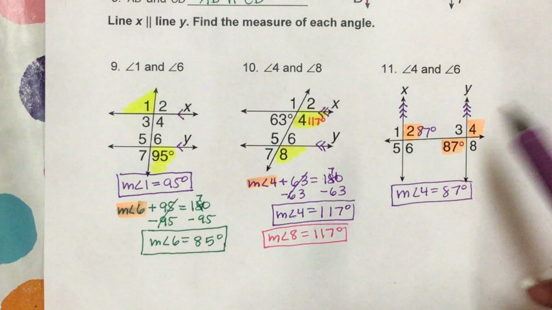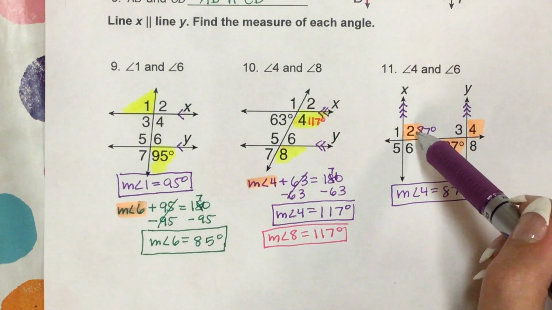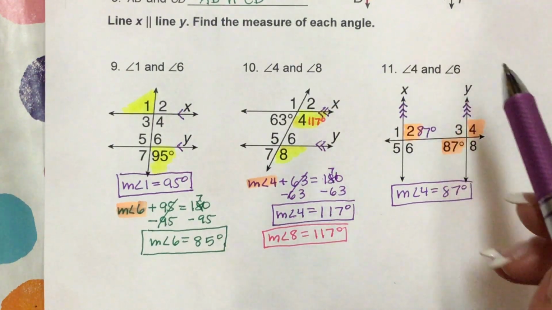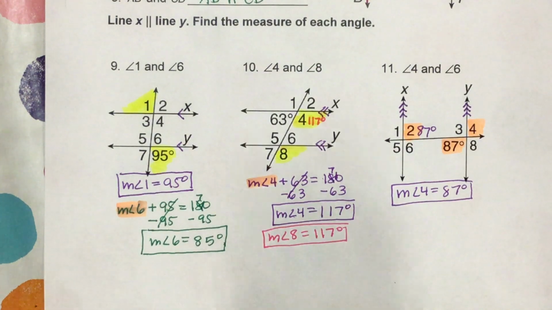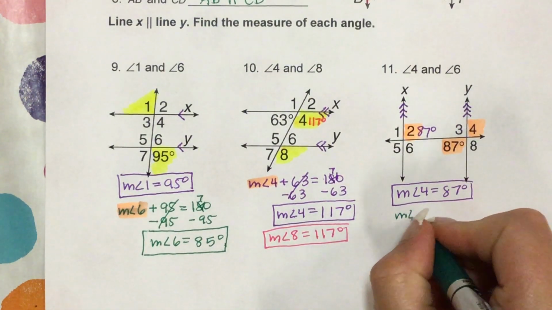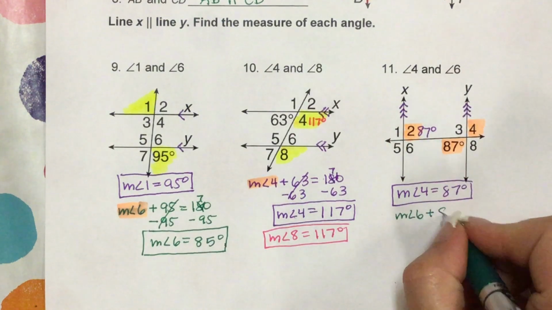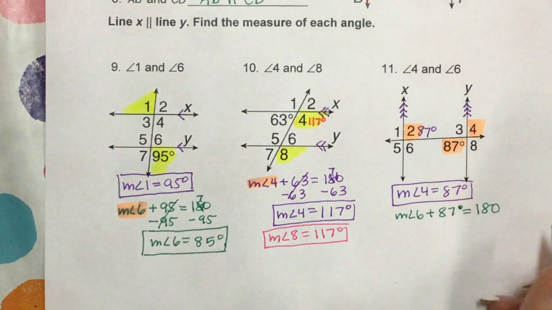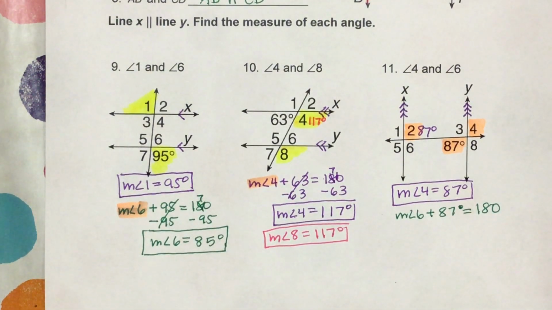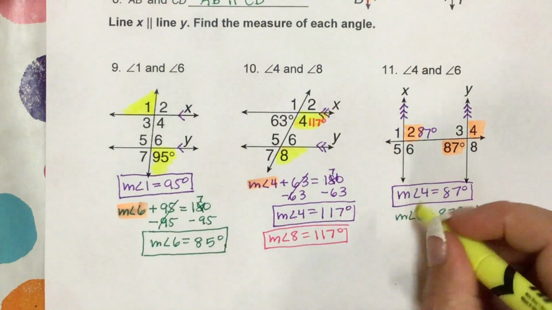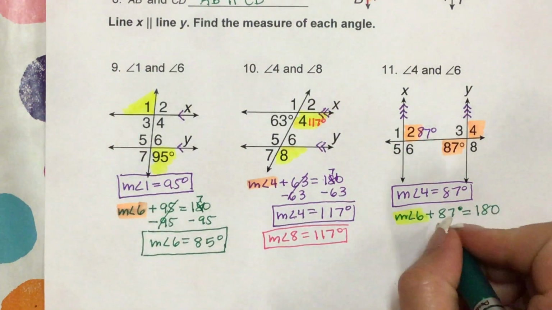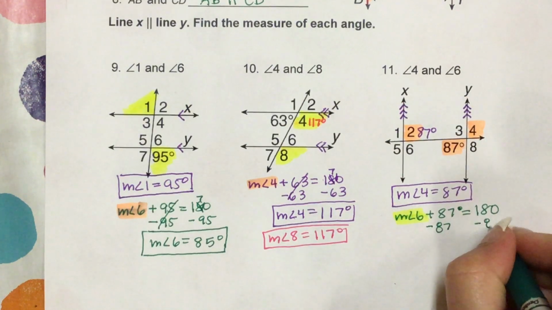Now, since angle 2 and angle 6 are adjacent angles, that means they're supplementary, which means they add up to 180 degrees. So we can just go ahead and write an equation. We can say the measure of angle 6 plus 87 degrees equals 180. And then we just solve for the measure of angle 6 using our wonderful, magnificent algebra skills. So we need to get the measure of angle 6 by itself, which means we need to get rid of this positive 87. So we're just going to subtract 87 from both sides of the equation.